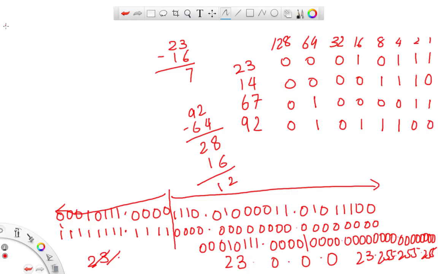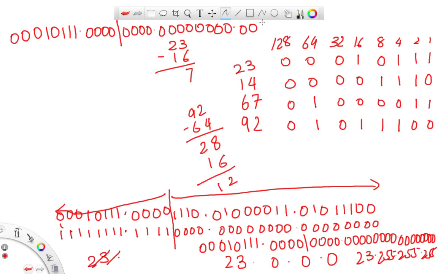Sorry, there's a mistake here. Let's do it again. So we're having 0, 0, 0, 1, 0, 1, 1, 1, okay? And this is the network side. All right? So this was the network part we said. Now, if you want to find out the broadcast address, you're going to have these parts as one, all right? So it's not going to be 255. So let's see what it is now.